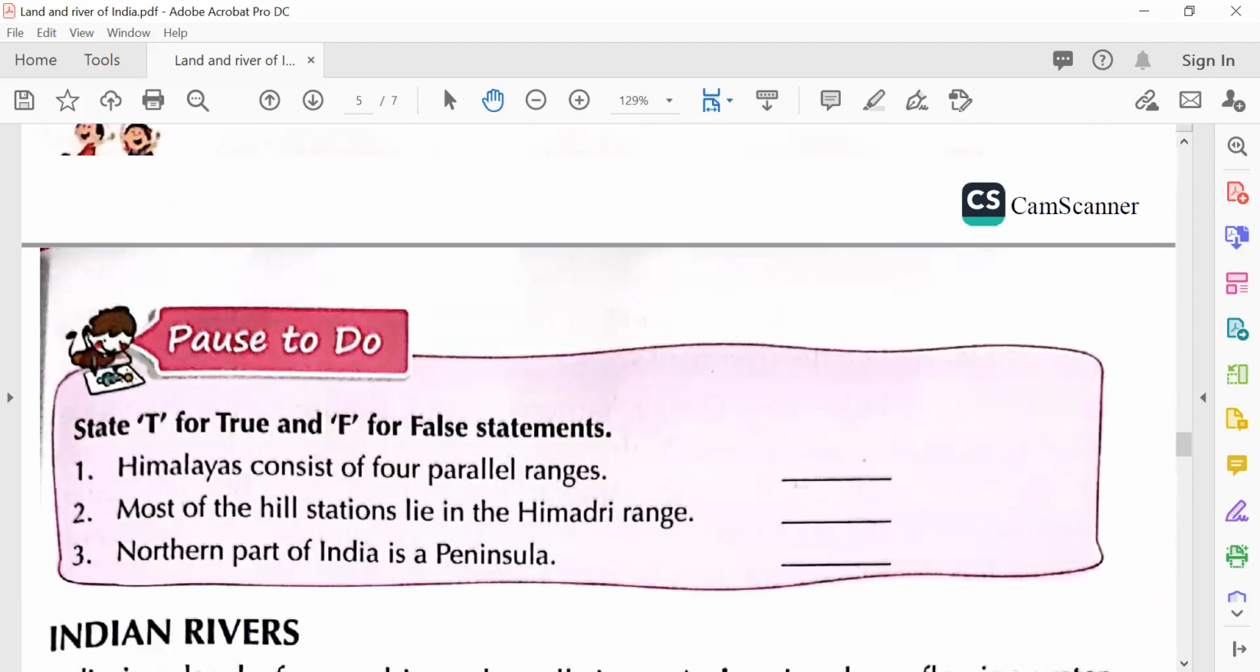Indian rivers we'll do in the next session. Now write true or false for the following statements.